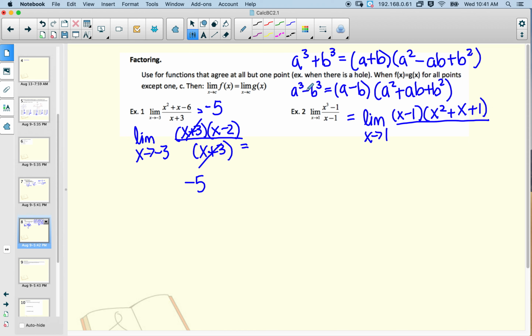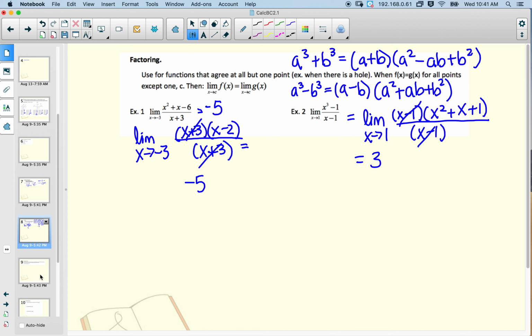So it's important to know that in this pattern, b is 1. b is not -1 because the pattern is a cubed subtract b cubed. So a is x and b is positive 1. Over x minus 1, the x minus 1's now cancel. And now I can substitute. So that becomes 1 squared plus 1 plus 1, which would equal 3.